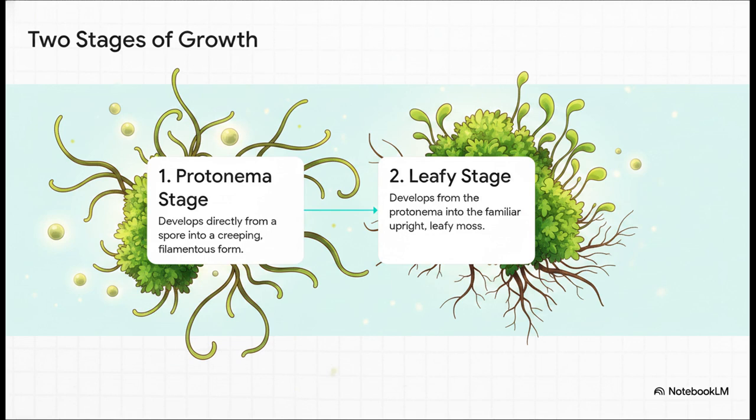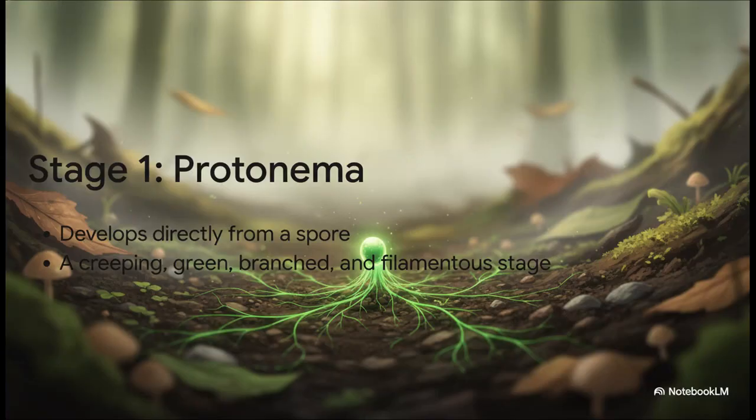But our hero doesn't just pop into existence looking all leafy and perfect. Nope. It's got its own two-stage growing up process. You can kind of think of it like a seedling phase and then an adult phase. Let's break those down. First step is the protonema stage. So when a spore lands in a nice damp spot, it doesn't just sprout into the moss we know. Instead, it grows into this creeping thread-like network of green filaments. It's this humble, often totally unseen beginning for our main character.